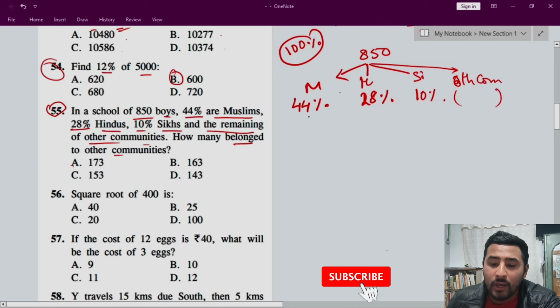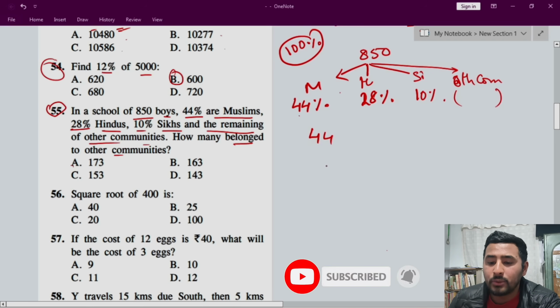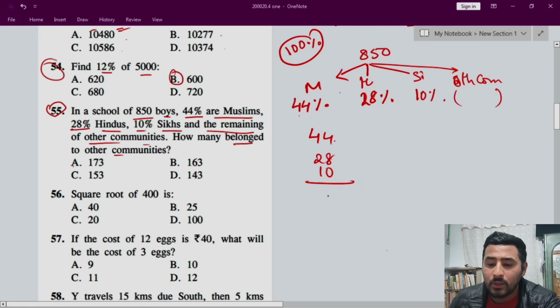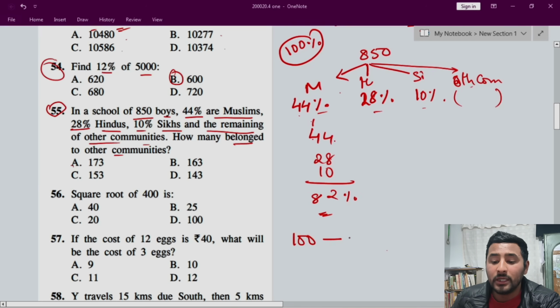What you will do, you have to add 44, then this 28, then this 10. So total will be how much? 4 plus 8 is 12, carry 1. 1 plus 4 is 5, plus 2 is 7, plus 1 is 8. See, 82%. If you add these Muslims, Hindus and Sikhs, they are 82%. Now for other communities, we don't know how much. So how will you do? Total, I said 100%. Okay, so out of 100%, 82 are Muslims, Hindus and Sikhs. So other community will be the remaining, this minus this one. Okay, 100 minus 82. So just do like this: 100 minus 82.